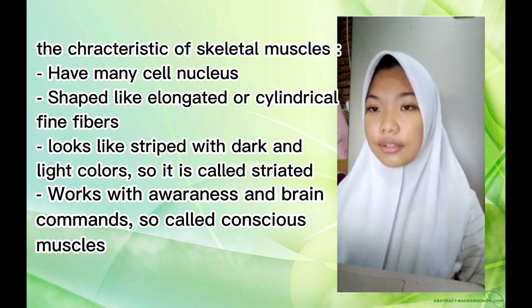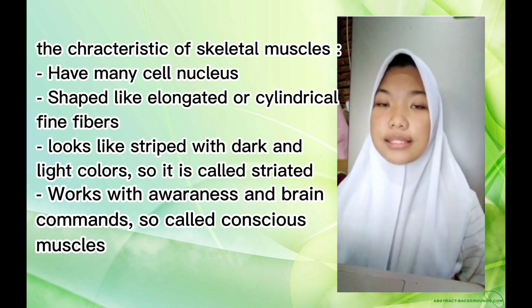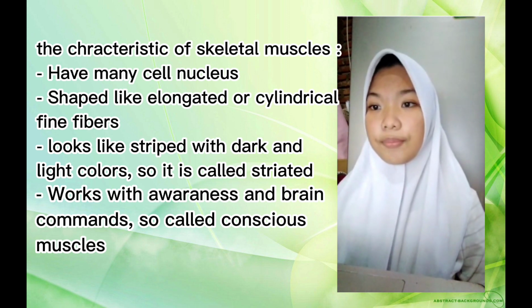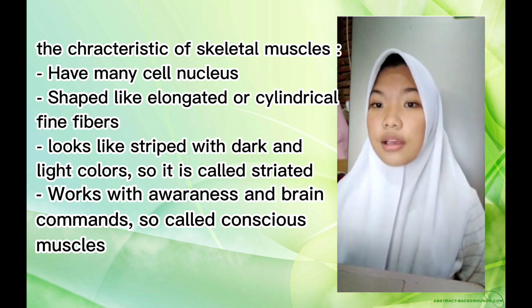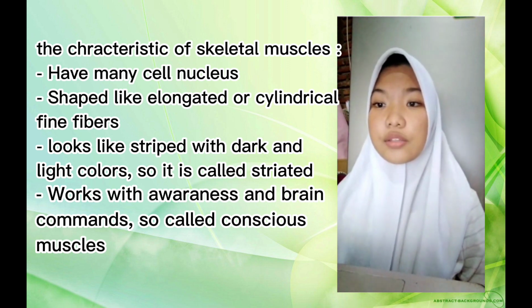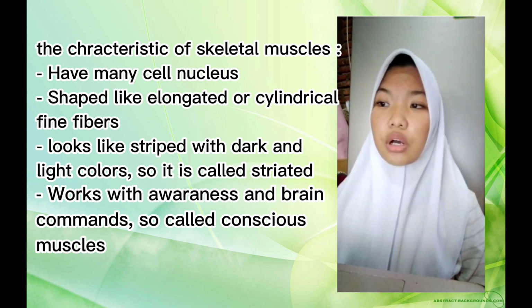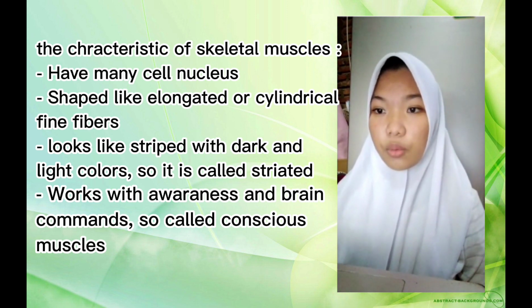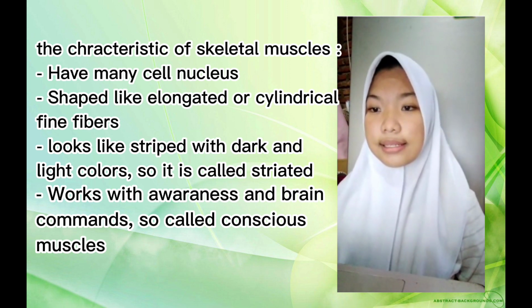The characteristics of skeletal muscles: first, they have many cell nuclei. Second, they are shaped like long, cylindrical, fine fibers. Third, they look like stripes with dark and light colors, so they are called striated. Fourth, they work with awareness and brain command, so they are called conscious muscles.